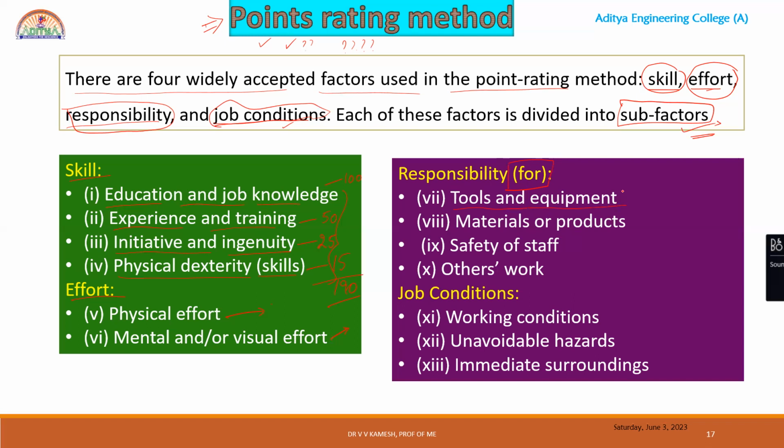That means if you are an operator, you need to be responsible for the tools and equipment of the organization, because the tools and equipment are not your own. They all belong to the organization, right? You have to take the tools, utilize them, and safely return them. If any tool gets broken, you need to inform your boss with the proper reason. Then responsibility towards materials or products, and responsibility for the safety of the staff.